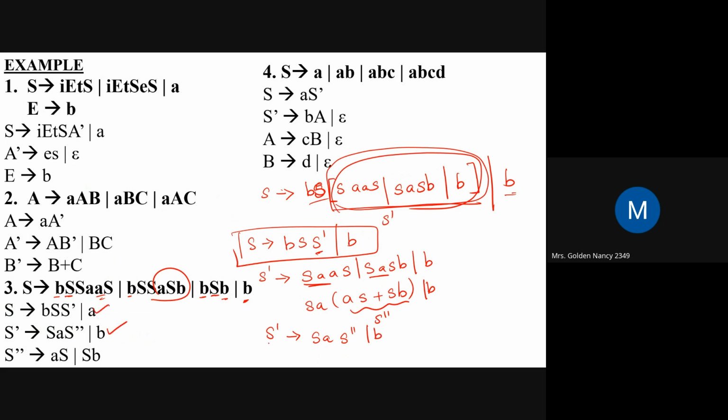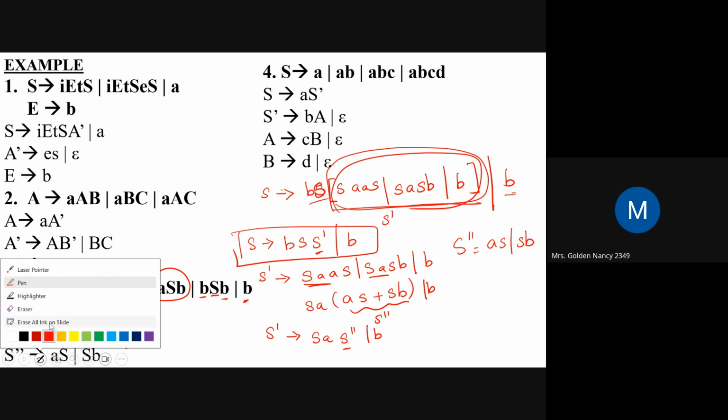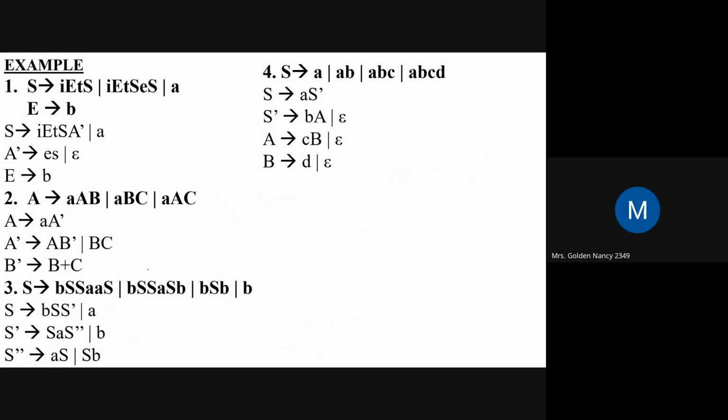Now I want to define my S double dash. So what is my S double dash? It is A S or S B. Got it, right? So this is how you will solve your left recursion, left factoring. Okay, so do it slowly, you'll understand.